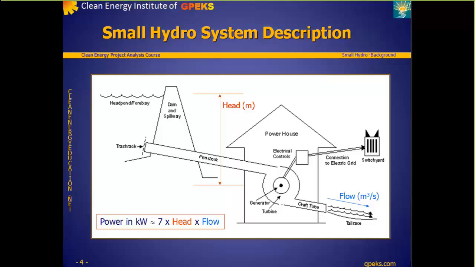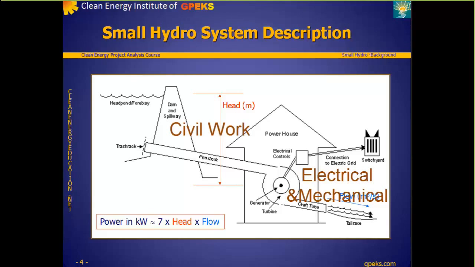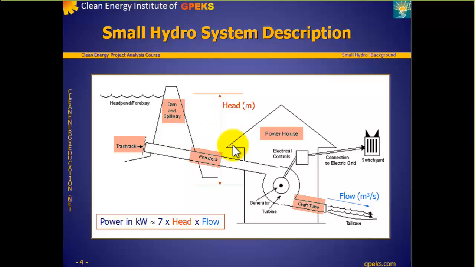A small hydro project can be divided into its civil works and its electrical and mechanical equipment. The civil works are structures that service the electrical and mechanical equipment. They collect the water and transport it to and from the electrical and mechanical equipment. They also include the powerhouse, the building in which the electrical and mechanical equipment are housed.